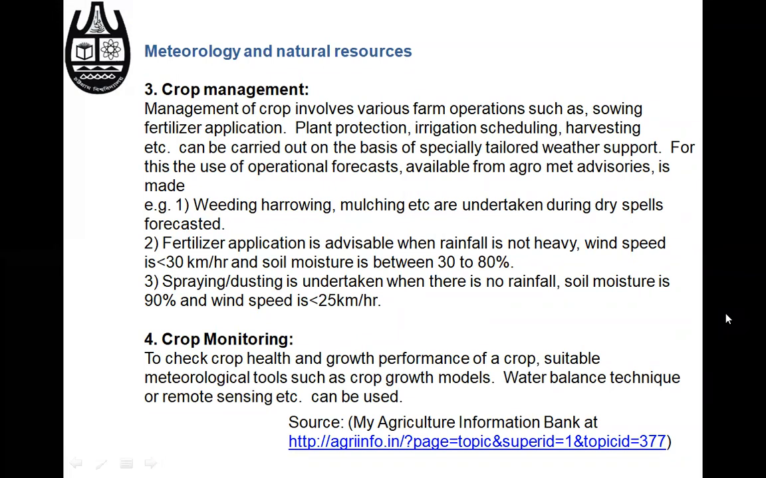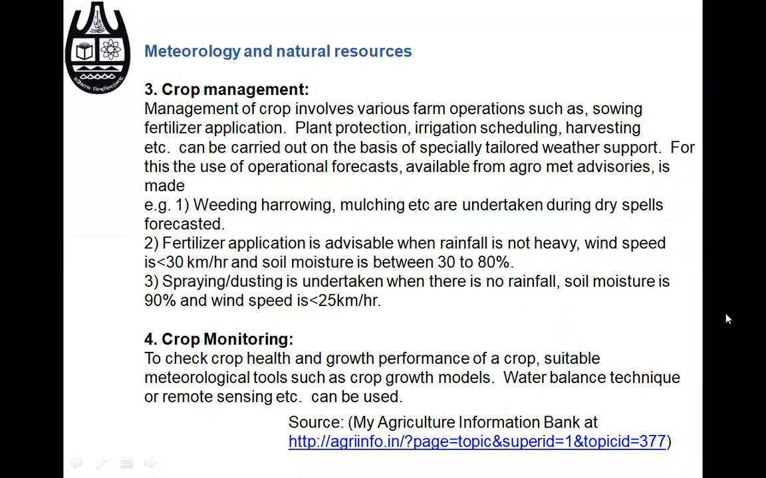The third is crop management. Management of crop is very important, because during agricultural crop production, the time is very limited, and with a very limited amount of time, if you don't consider it significantly, or with very great care, then your full crop is going to be damaged, and you're going to lose your production.